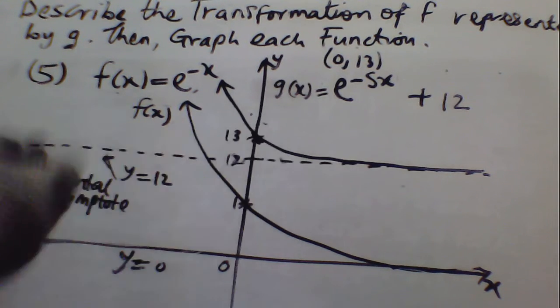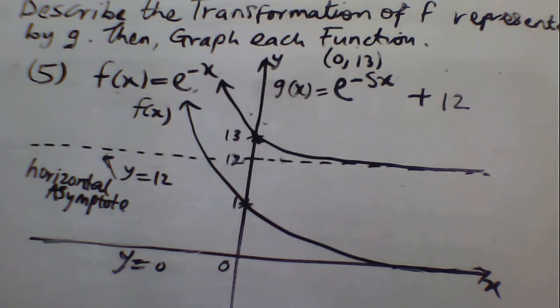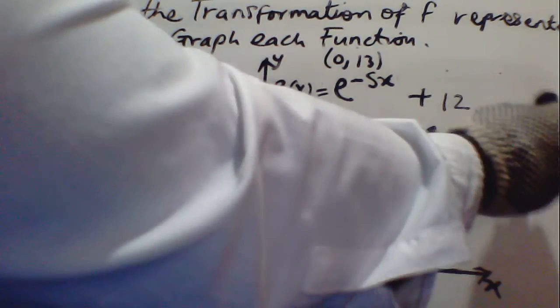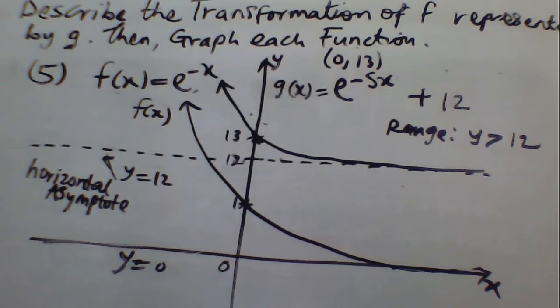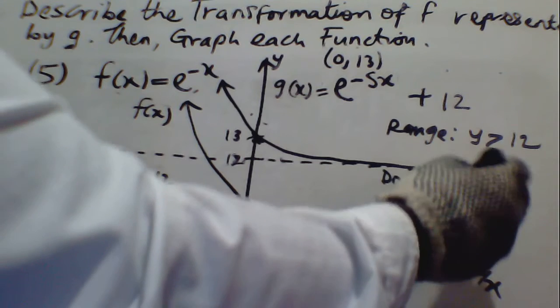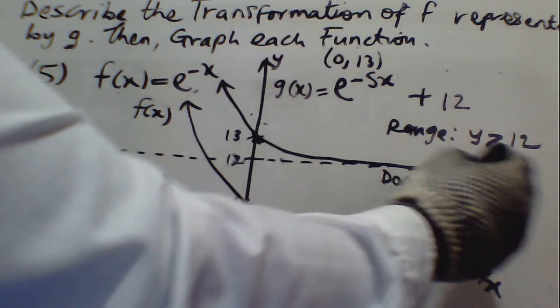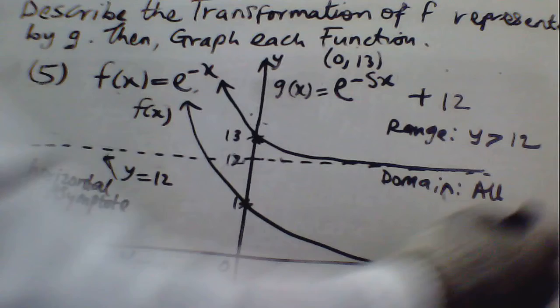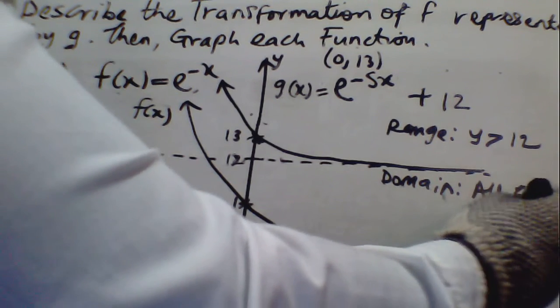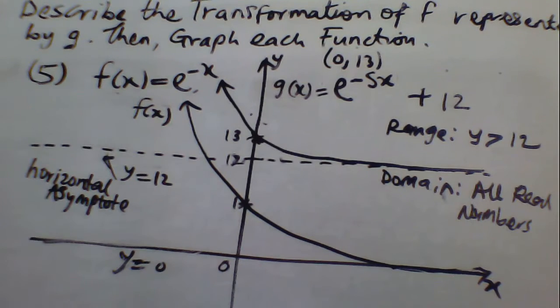But for here, because there is an adjustment of 12, the asymptote is what? y equals 12, and the range is y greater than what? If you do this one, range, I hope you are following. y is greater than 12, and the domain will be all real numbers. So the domain, all real numbers, will satisfy the function.